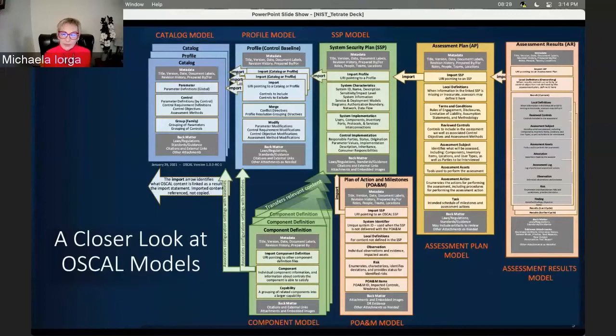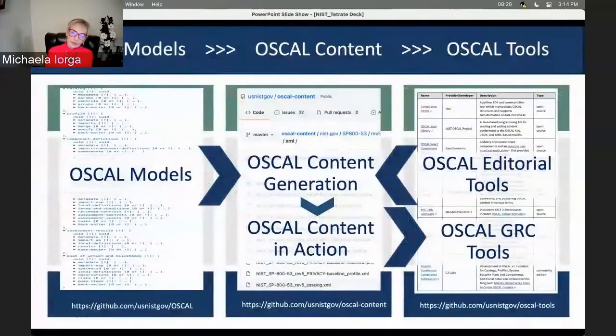Next, please. Please don't feel overwhelmed by all this information. It is really the high level, and we do have everything on our website, very well explained, very well designed. But to drive the conversation to the points I want to make, I need to also highlight that the OSCAL models that I just presented are used to generate OSCAL content.